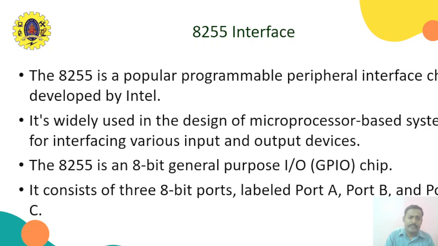So the 8255 is an 8-bit general purpose IO, that is we can say it is a GPIO, general purpose input output chip. It consists of 8-bit ports, called port A, port B and port C. Each port has 8 bits. That means 3 into 8 lines of IO can be connected. All the pins in port A can be used as an input or output. Similarly port B and port C also.